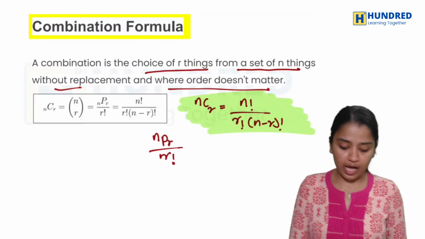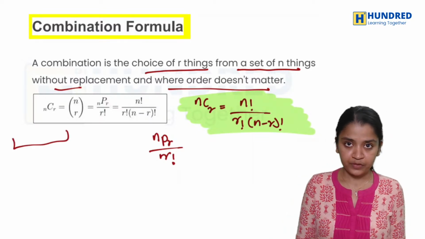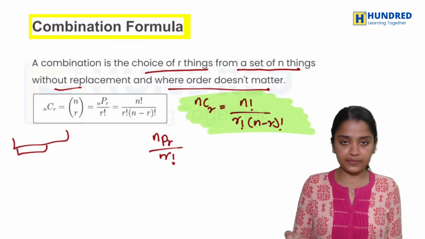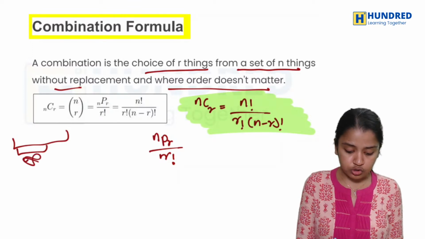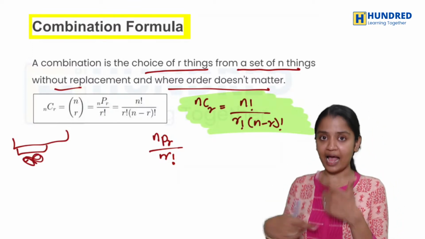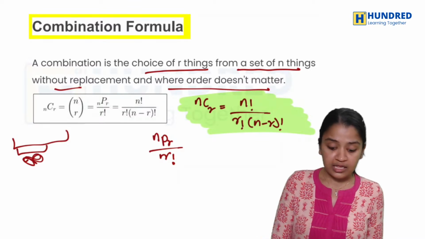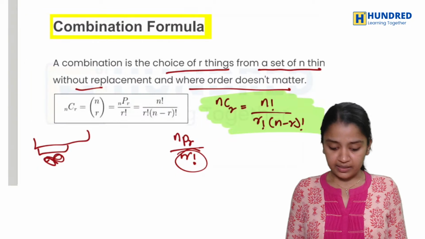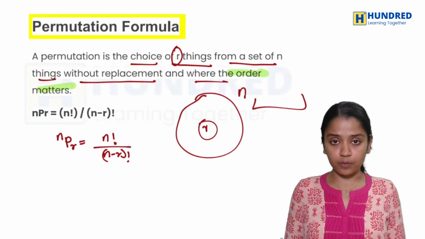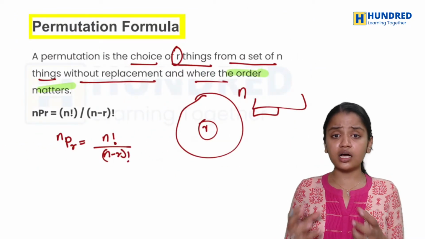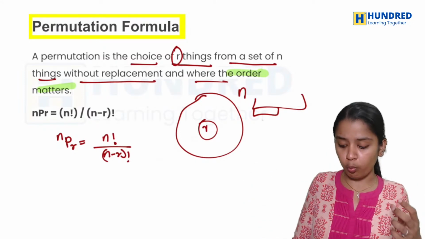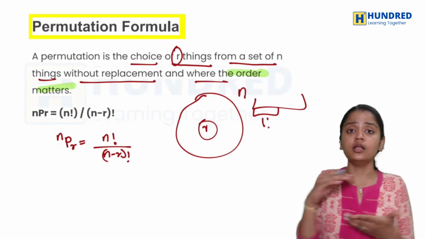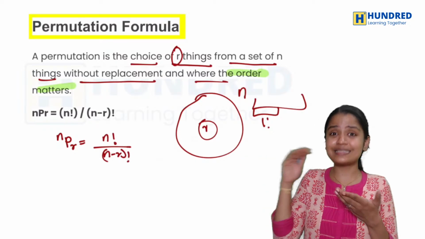Why? Because you are having n elements, and you're choosing 3 elements from this. In that 3, also your order can change. You can have it in any order. So that is why it is divided by r factorial. But in permutation, whereas you are having n objects and you're just choosing 3, the order matters. You just follow one order. That's why it's 1 factorial, which means you're just following a single order.